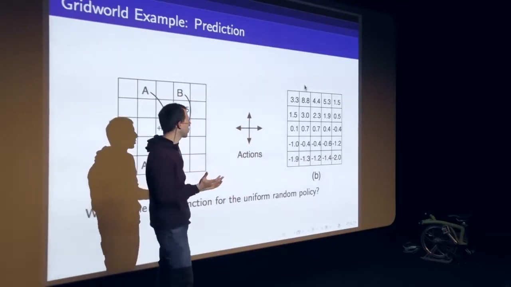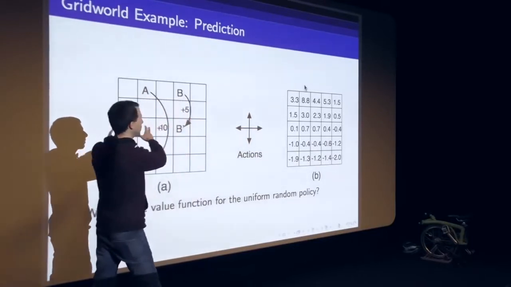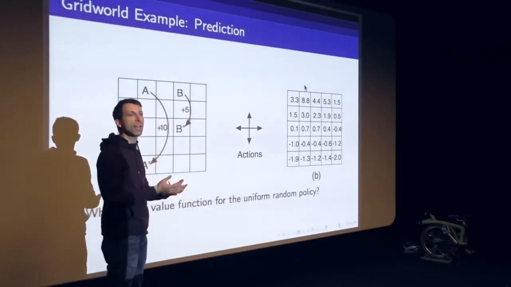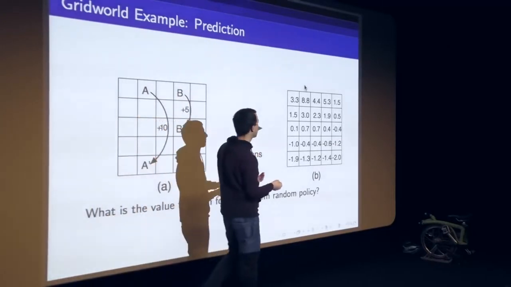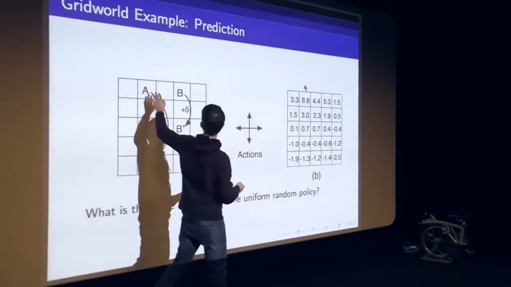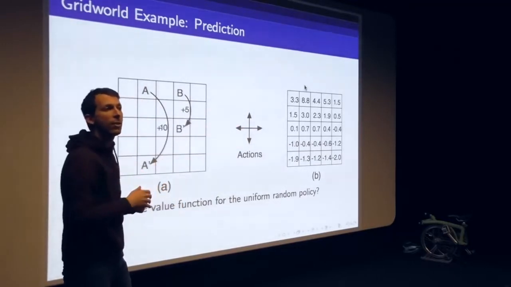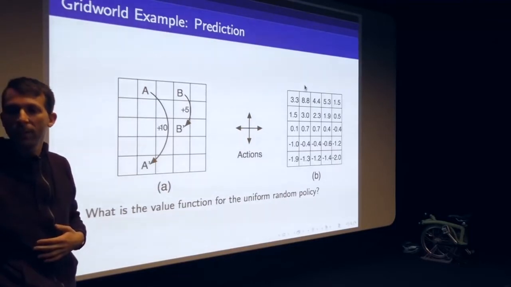We can ask, what's the value function for the uniform random policy? If we just move around this grid randomly, how much reward will we get? That's a prediction problem. We're just asking, for this fixed policy of behaving randomly, how much reward will we get? This is the answer. At best, if you're in this top state here, you get roughly 8.8 units of reward in total going into the future. We'll see how to solve these things in subsequent lectures.